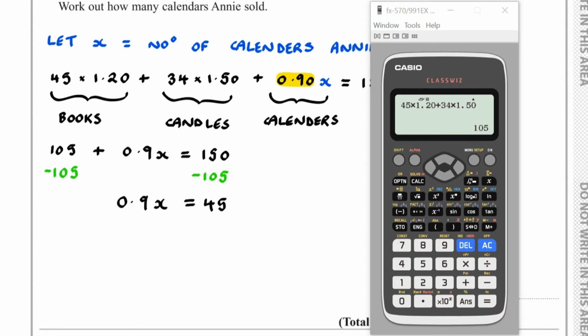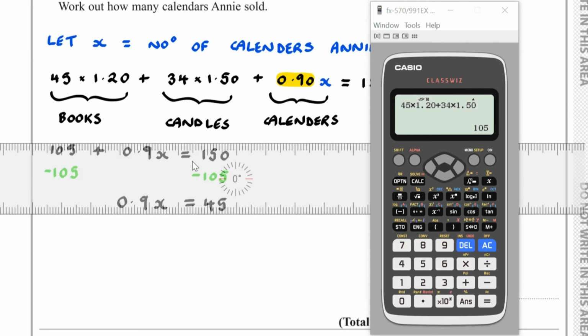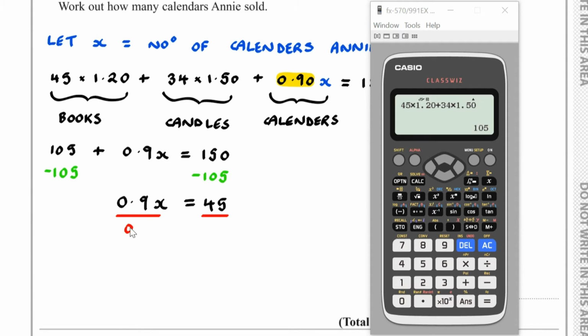And now if we divide both sides by 0.9, then 45 divided by 0.9 is 50. So that means x is equal to 50.